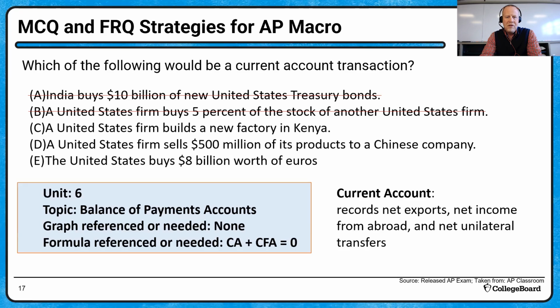C, a United States firm builds a new factory in Kenya. Is that going to count? No, it's not going to count. That's foreign direct investment. Does not count on the current account. That goes on your capital and financial account. D, United States firm sells $500 million of its products to a Chinese company. Can I find that down here in my definition? I can. That eliminates E because the $8 billion worth of euros goes on the capital and financial account. Part D would be net exports, exports specifically. That's going to be recorded on your current account.